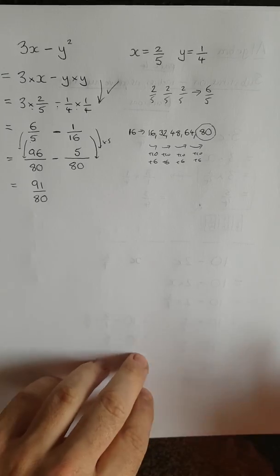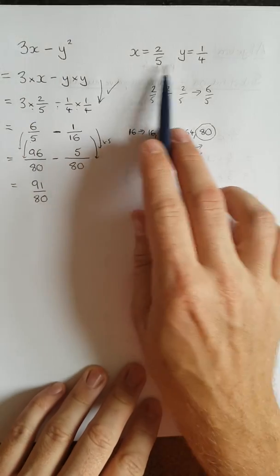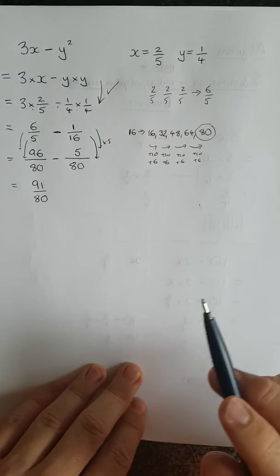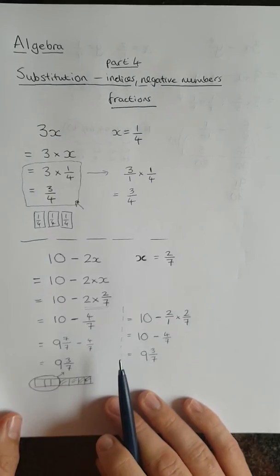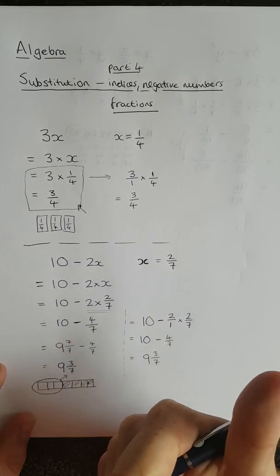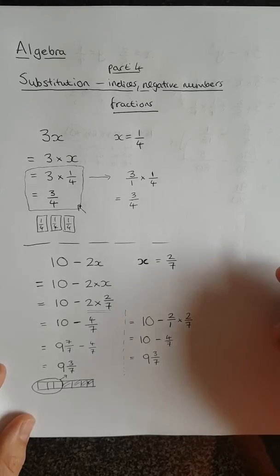So we've looked at fractions, we've looked at indices, we've dealt with some tricky calculations there. What we'll do in the next video is we're going to use fractions, indices and negative numbers all together.